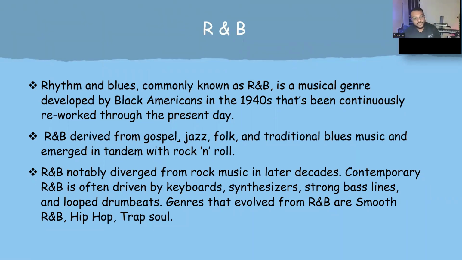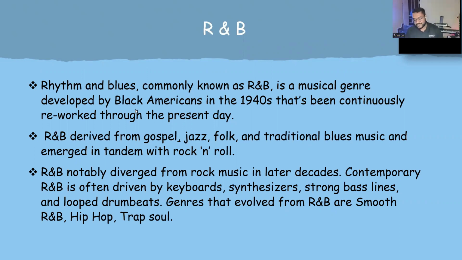R&B derived from gospel music, jazz, folk, and traditional blues and emerged in tandem with rock and roll too. R&B notably diverged from rock music in the later decades, but contemporary R&B is often driven by keyboards, jazz guitar embellishments, synthesizers, strong bass lines, and looped drum beats. Genres that evolved from R&B are smooth R&B, hip hop, trap soul, just to name a few.